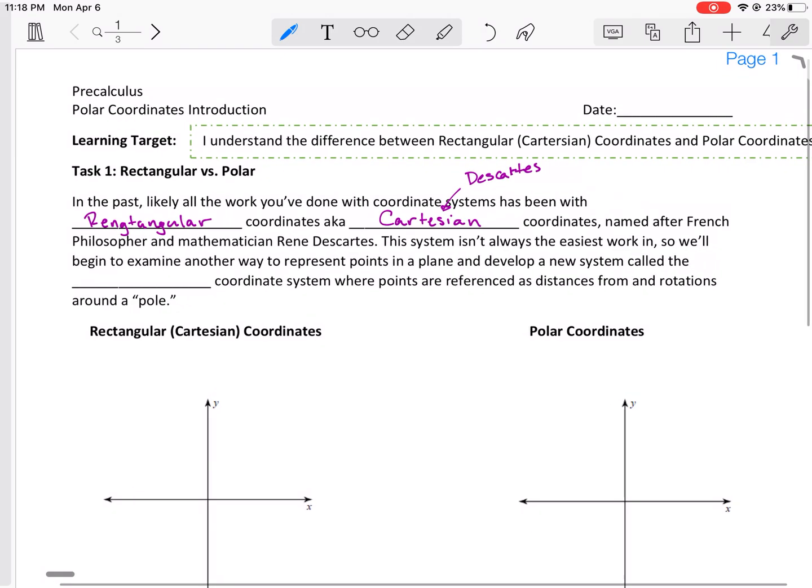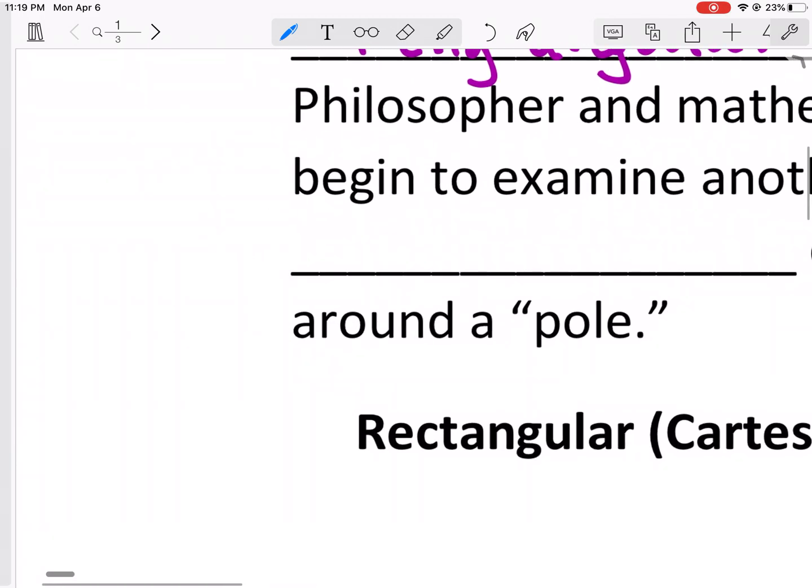So the rectangular coordinate system isn't always the easiest to work in. So we're going to begin to examine another way to represent points in a plane and develop a new system that we're calling the polar coordinate system.